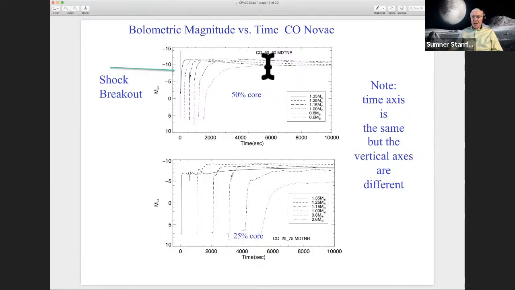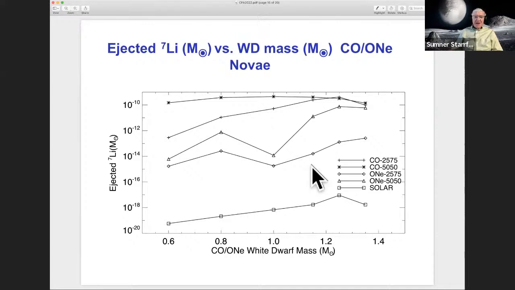Mansi Castlewell has a nova at -10, but not very many. For 25% core, these are more reasonable for more massive white dwarfs. The low mass white dwarf never gets very bright. Okay, lithium, about 2 times 10 to the minus 10 solar masses for the more massive white dwarfs in most simulations.